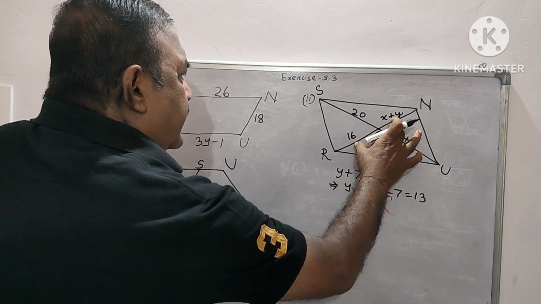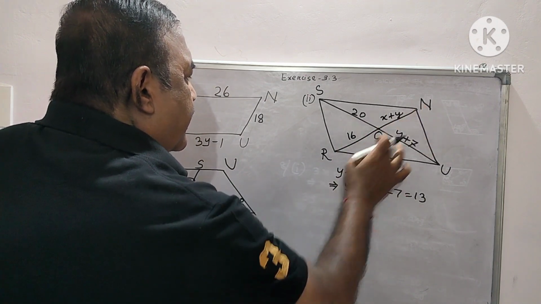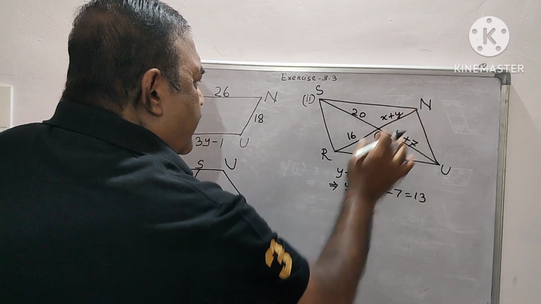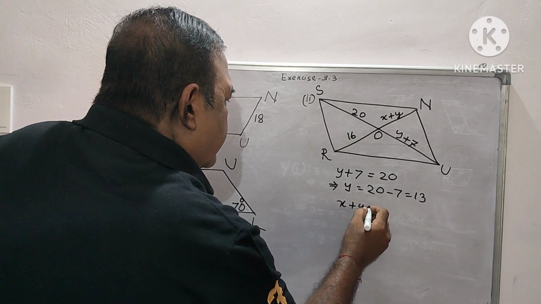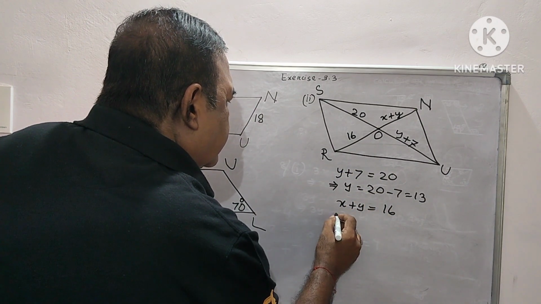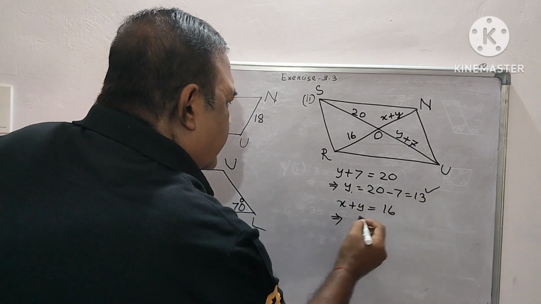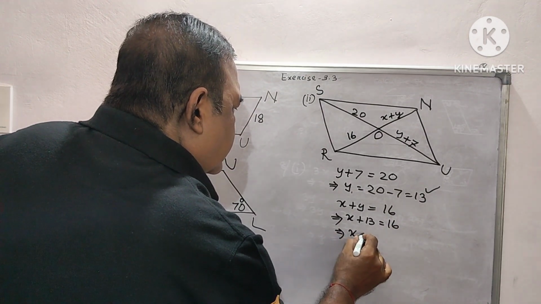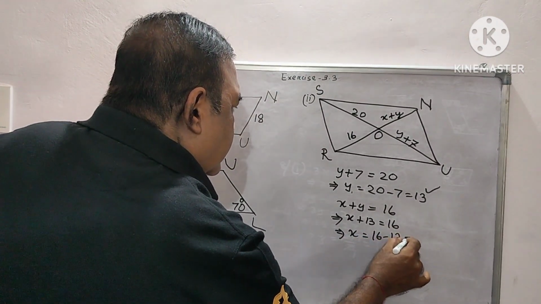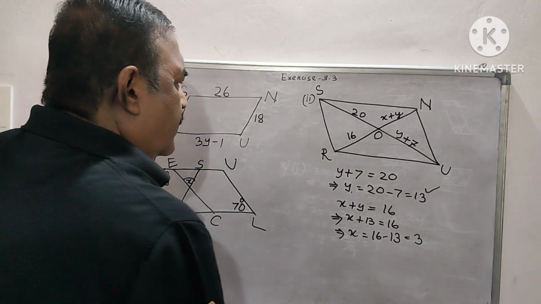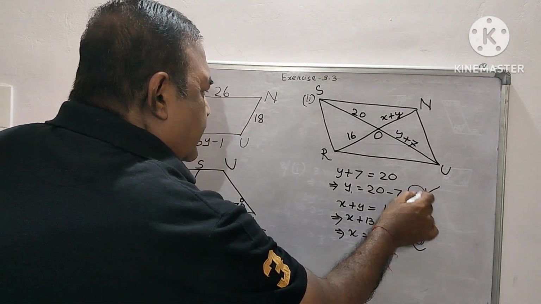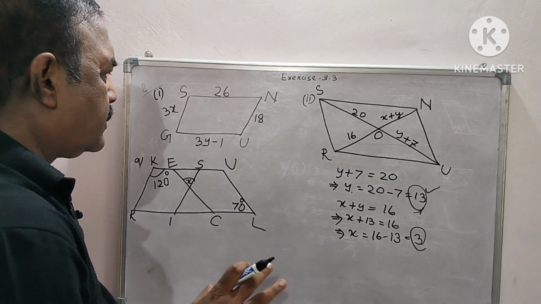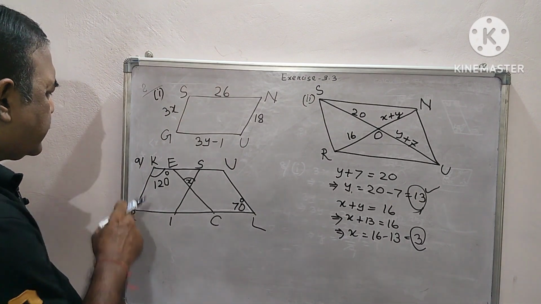So next you see, in this diagonal RN, the length RO is equal to the length of ON. So x plus y is equal to 16. That implies, what is y here? What value we have got here? 13. So x plus 13 is equal to 16. That implies x is equal to 16 minus 13, that is equal to 3. So you got the value of x and y. X is 3 and y is 13. So in case of 1 and 2, already we have solved the values of x and y. So we will move to question number 9 here.